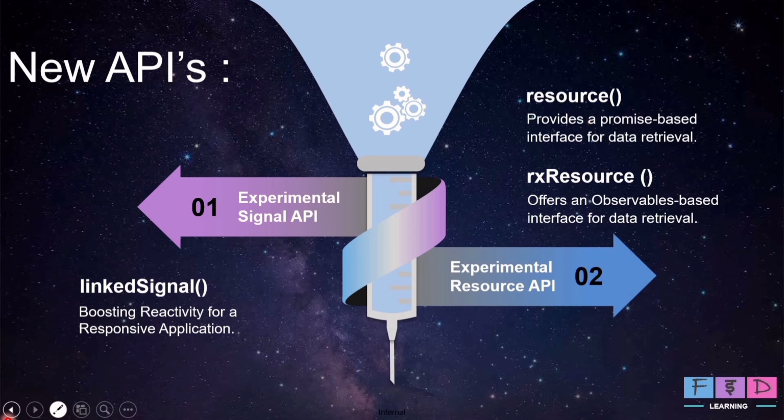Next, let's talk about the new and experimental resource API. Angular 19 introduces two experimental APIs, resource and rxResource, to simplify asynchronous data retrieval. This API provides a unified approach for retrieving data using both promises and observables. Resource API provides a promise-based interface for data retrieval, whereas rxResource API offers an observable-based interface. These APIs aim to streamline data management, reducing complexity and improving efficiency.